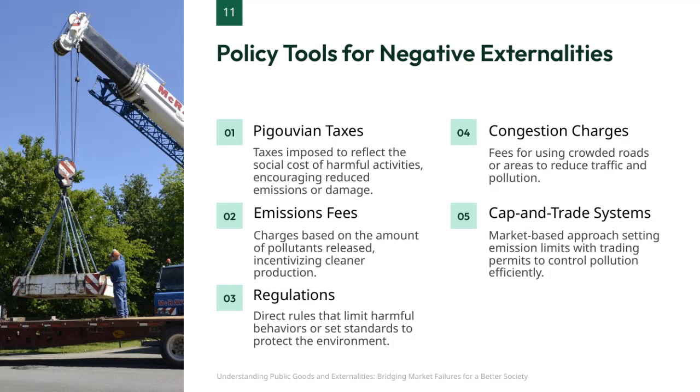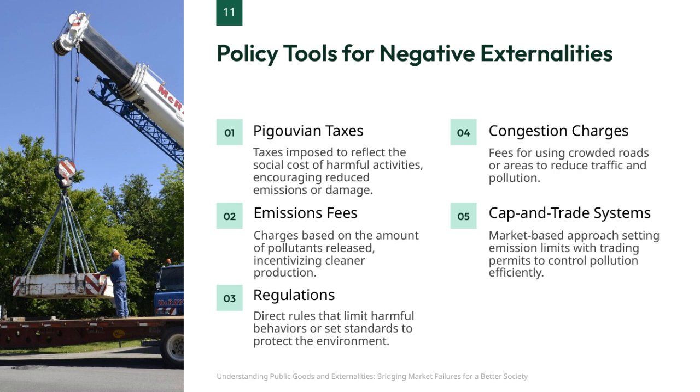Here, we see a range of policy tools designed to address negative externalities, particularly environmental impacts. Starting with Pigouvian taxes, these are imposed to reflect the social costs of harmful activities, encouraging individuals and companies to reduce emissions or environmental damage. Next, emissions fees charge polluters based on the amount of pollutants they release, providing a financial incentive for cleaner production methods. Regulations involve direct rules that limit harmful behaviors or set standards to safeguard the environment.